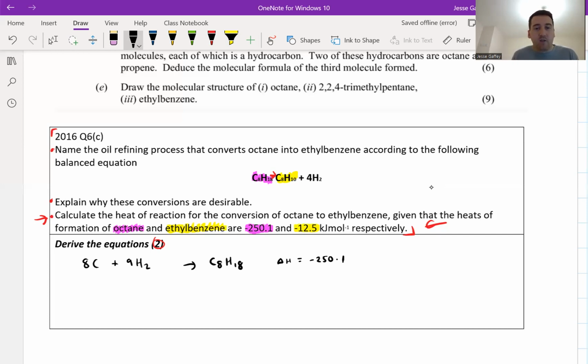Do this one right here, the heat of formation of this. So we're obviously forming C8H10 this time, and we're forming that from carbon plus hydrogen again. But this time, how many carbons? We've got 8 carbons this time, but only 5 hydrogens, 5 H2s. And that gives me a delta H equal to minus 12.5.